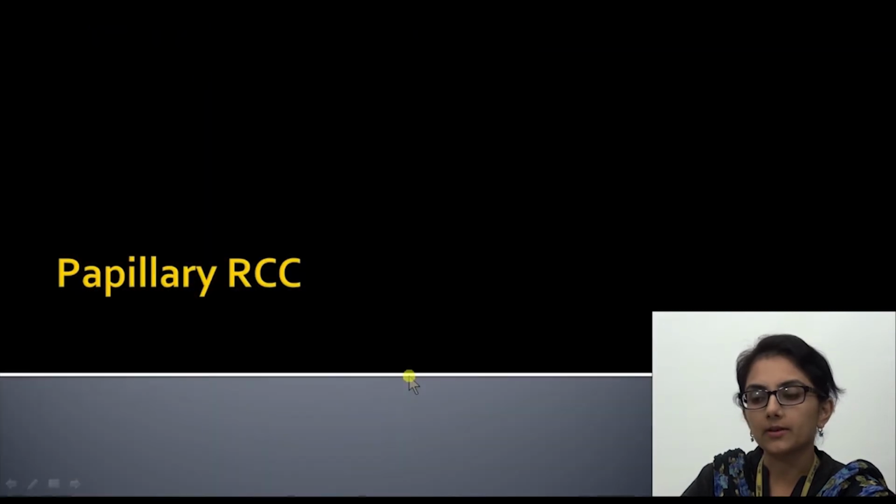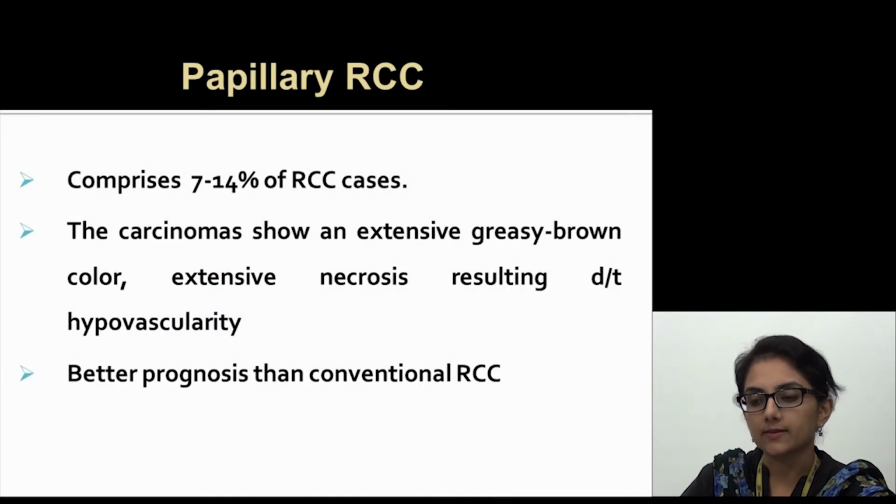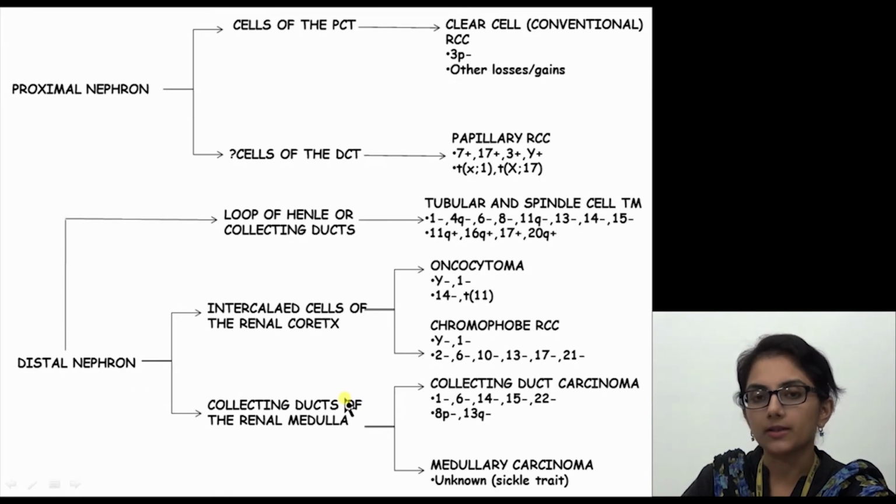Let's move on to papillary renal cell carcinoma. This is the second most common type of RCC, found in 7 to 14% of cases. Grossly, really, we cannot differentiate unless we do see some gross evidence of papilla formation. Papillary RCCs have a better prognosis than conventional RCCs, and their cell of origin is purported to be from the distal convoluted tubule. Just like conventional RCCs, papillary RCCs have a classic cytogenetic abnormality.